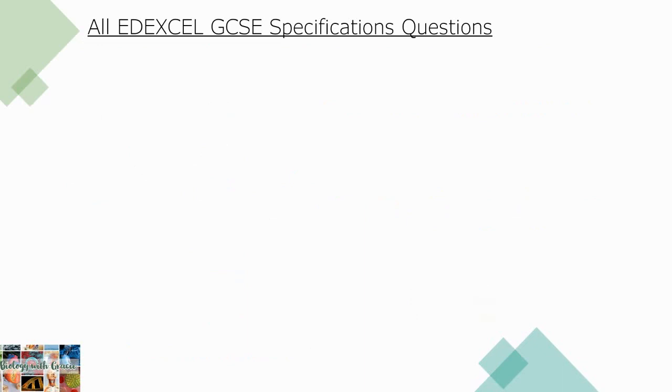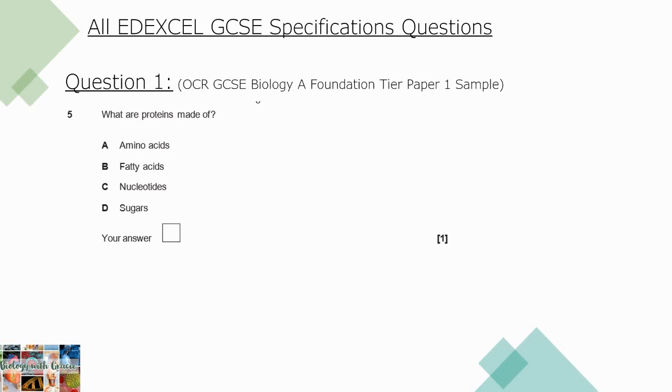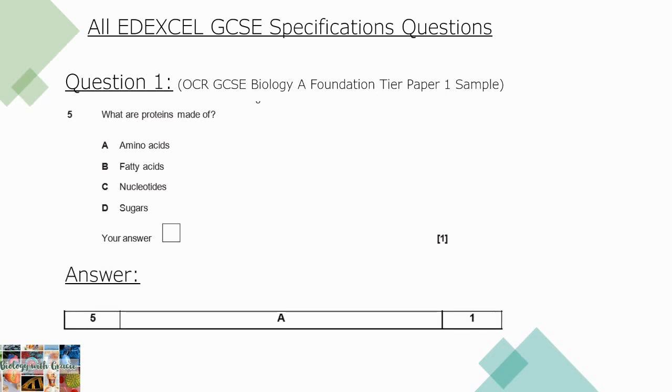So now we're going to move on to some questions based on that information. The first question is, what are proteins made of? And then we have some answers. We are obviously aware that proteins are in fact made up of a sequence of amino acids. So our answer is therefore A, amino acids.